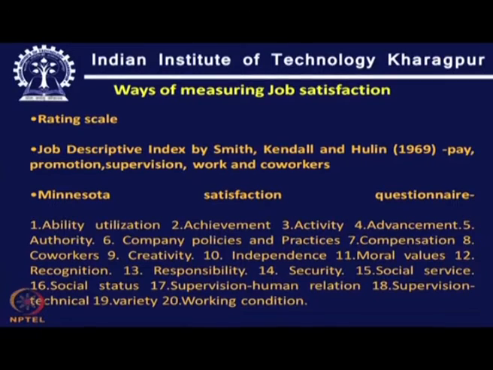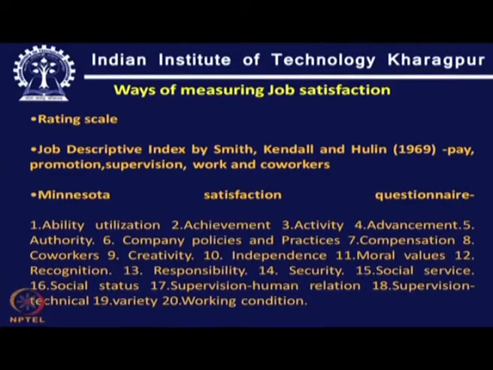Ways of measuring job satisfaction. One is a rating scale called the Job Descriptive Index by Smith, Kendall and Hulin, where the factors considered are pay, promotion, supervision, work and co-workers. The next is the Minnesota Satisfaction Questionnaire, which deals with 20 different areas like ability utilization, achievement, activity, advancement in the job, authority, company policies and practices, compensation, co-workers, creativity, independence, moral values, recognition, responsibility, security, social service, social status, supervision human relations, supervision technical, variety in the work, and working conditions.